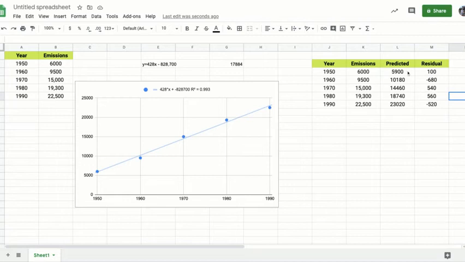So we calculated predicted emissions. We did that here, right? And I showed you the formula. We did that. We calculated the residuals for each year. And now we want to plot the residuals on the residual plot.